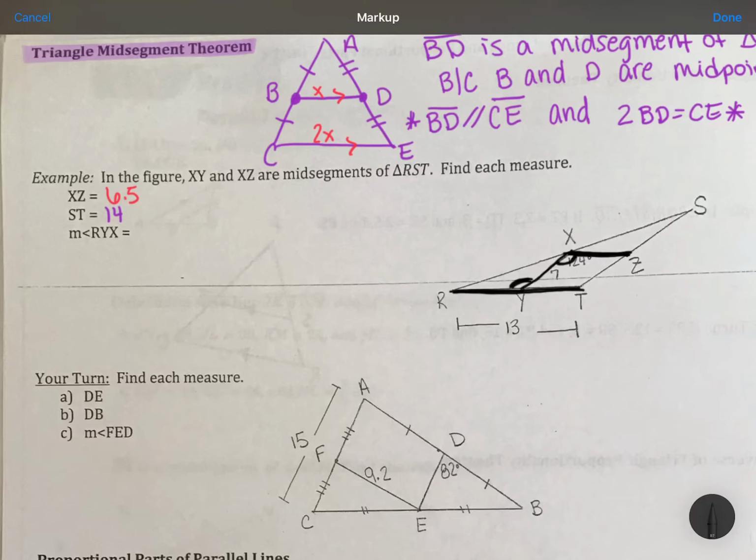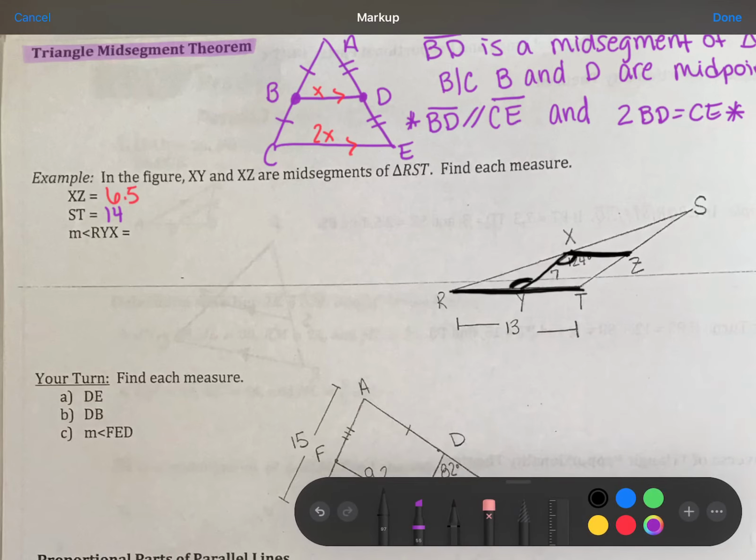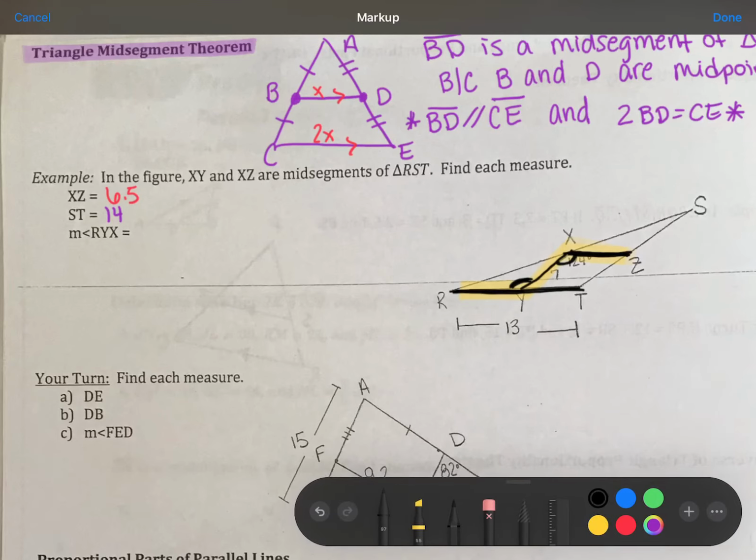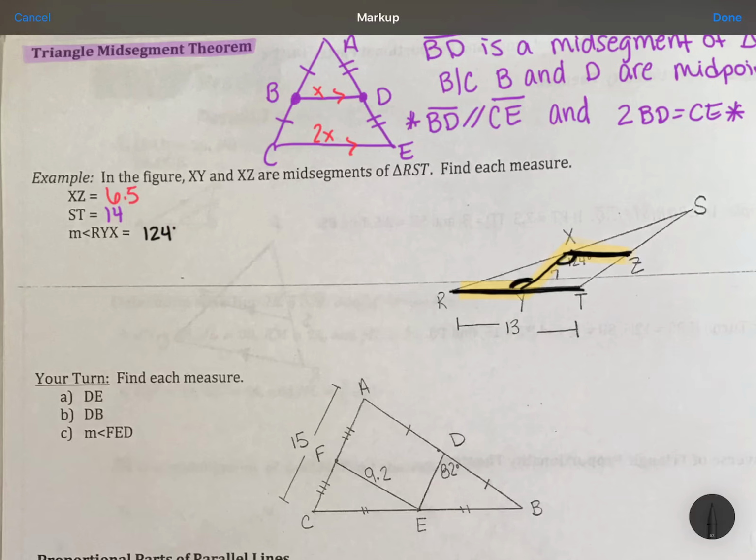What do we know about those two angles? If you said it makes the letter Z, you're absolutely correct. So I have that letter Z because I have parallel segments. I'm allowed to talk about Z. Then I know that those two angles are congruent to each other. So this angle is also 124 degrees.